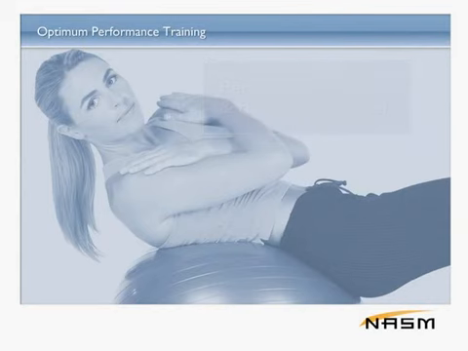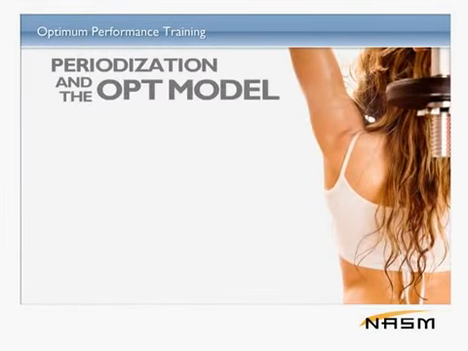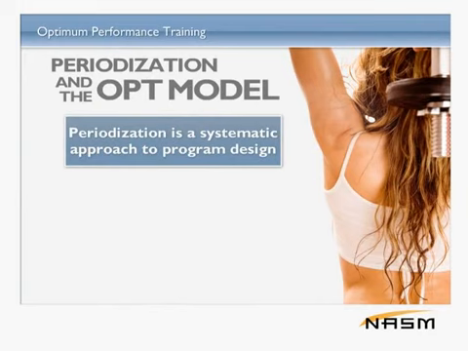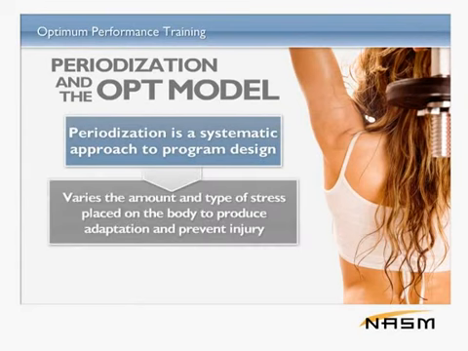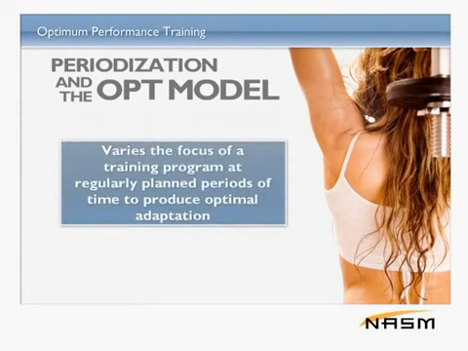Periodization and the OPT model. The science behind the OPT model of program design lies in the concept of periodization. Periodization is a systematic approach to program design that uses the general adaptation syndrome and principle of specificity to vary the amount and type of stress placed on the body to produce adaptation and prevent injury. Periodization varies the focus of a training program at regularly planned periods of time to produce optimal adaptation.